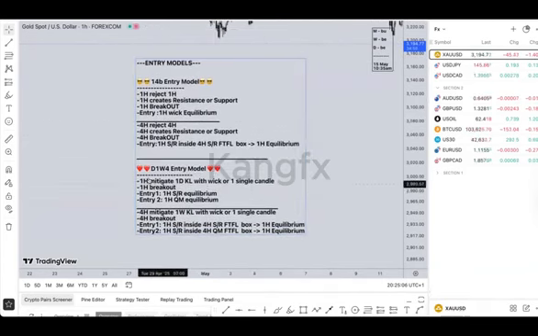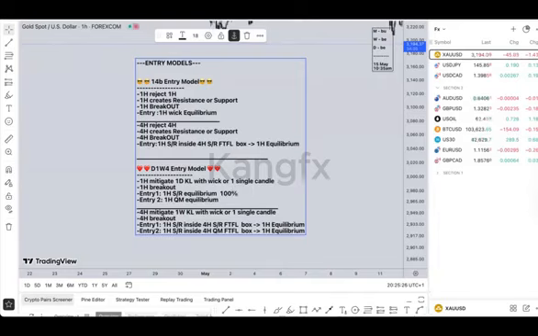D1W4 entry model. 1 hour mitigates one day key level with a wick or one single candle. 1 hour breakout. Entry on 1 hour support or resistance QM. This is the strongest here. Very strong. I'll call it 100% strong. Why? If you don't want to miss out when the market wants to use the equilibrium, you can use this one. I'll call it 50% strong because it's not as strong as the first one.